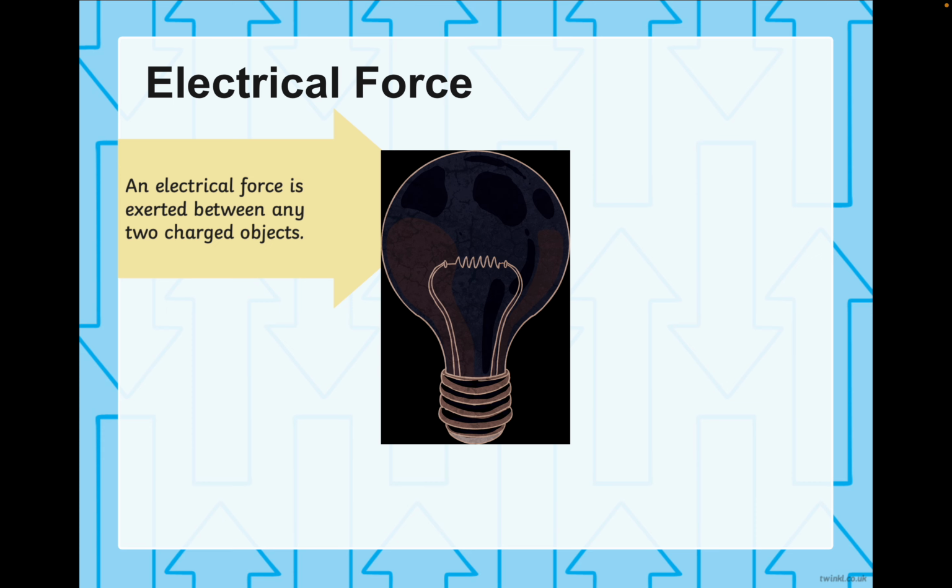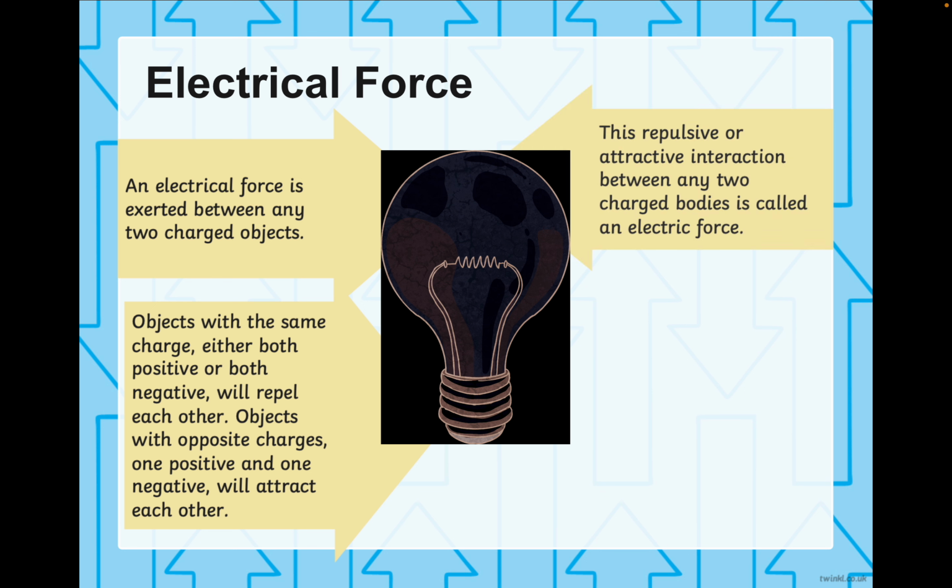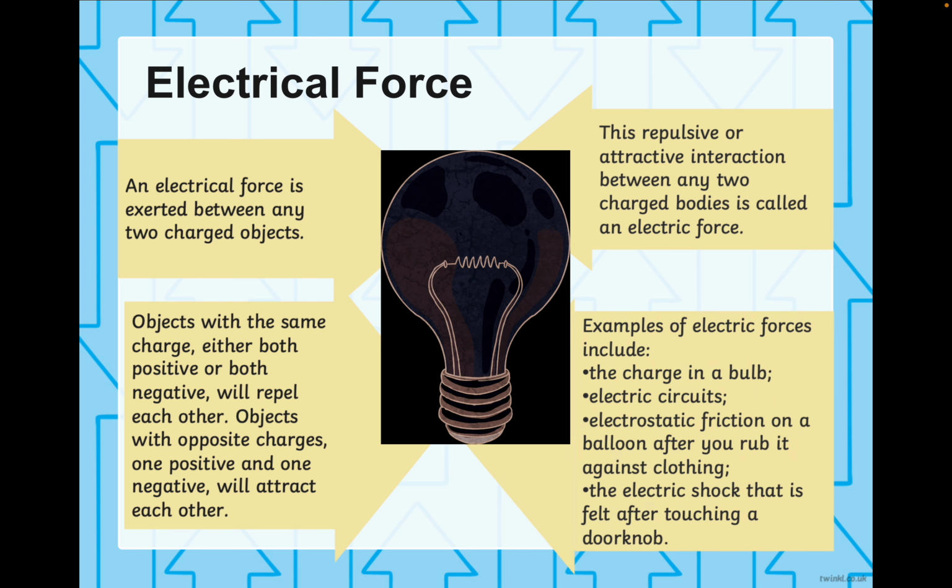An electrical force is exerted between any two charged objects. Objects with the same charge, either both positive or both negative, will repel each other. Objects with opposite charges, one positive and one negative, will attract each other. This repulsive or attractive interaction between any two charged bodies is called an electric force. Examples of an electric force include the charge in a light bulb, electric circuits, electrostatic friction on a balloon after you rub it against clothing, and the electric shock that is felt after touching a doorknob.